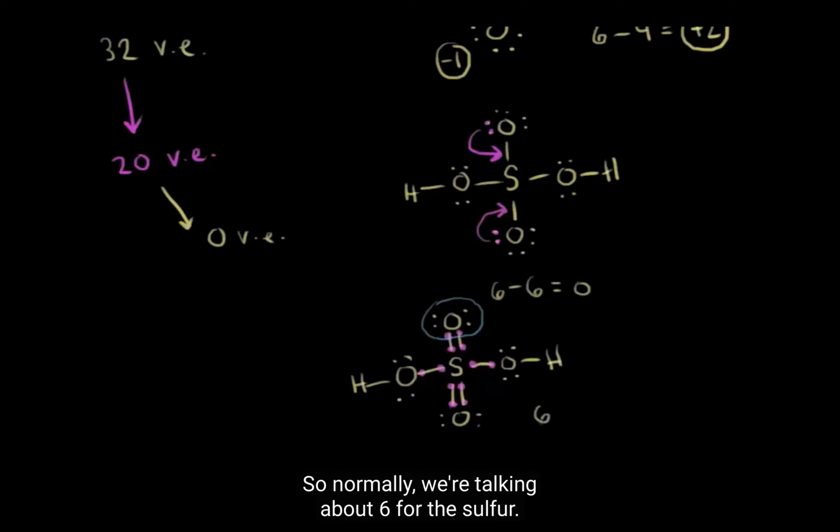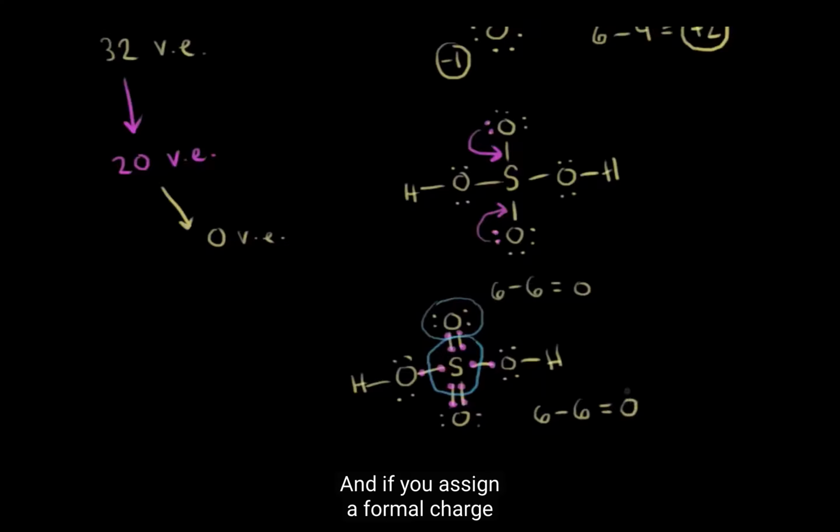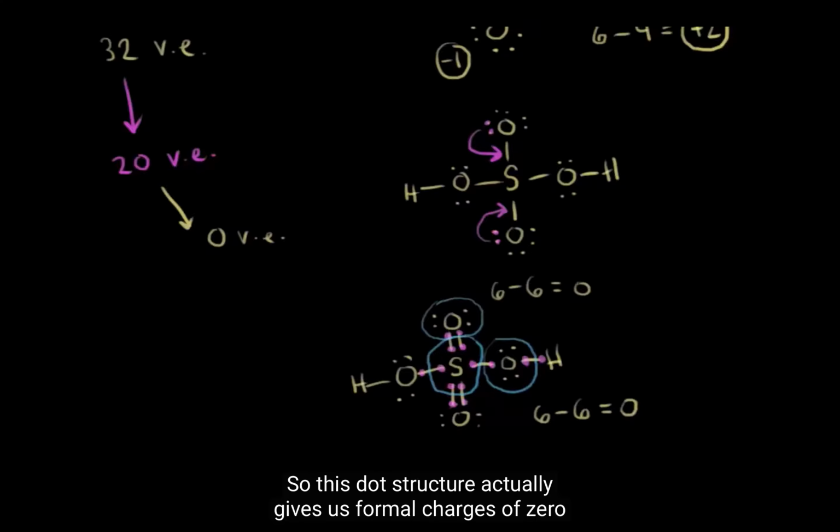Let's look at the sulfur now. Normally we're talking about 6 for the sulfur, and let's see how many valence electrons are around the bonded atom here. We do the same assigning of electrons that we've done before, and now we can see that sulfur is surrounded by 6. So 6 minus 6 gives us a formal charge of 0. And if you assign a formal charge to one of these other oxygens, so I'm doing the oxygen on the right, let's see how many valence electrons are surrounding this atom. We have a total of 6 as well. So 6 minus 6 is a formal charge of 0. So this dot structure actually gives us formal charges of 0 for everything, and so this would be the preferred one.